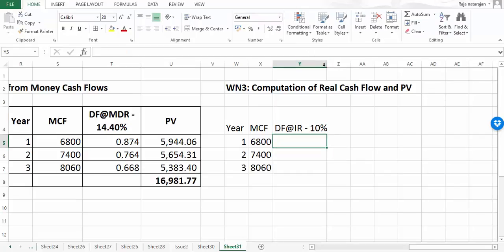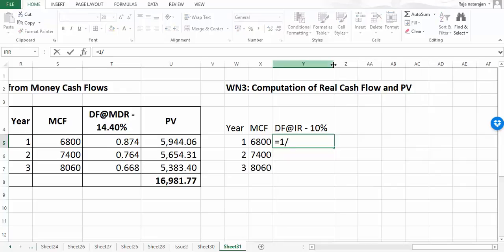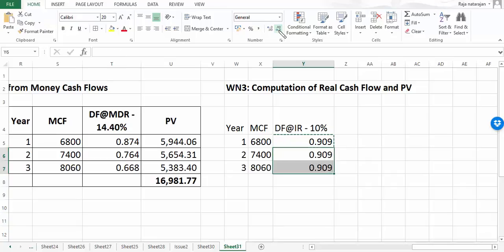So let me do that discounting first. That is 1 divided by 1.1 to the power the time period. So I get this discount factor. Let me keep it at 3 decimals. So I'm copying the formula, pasting for the remaining 2 years. So I'm getting these numbers. These are all the discount factors at your inflation rate.